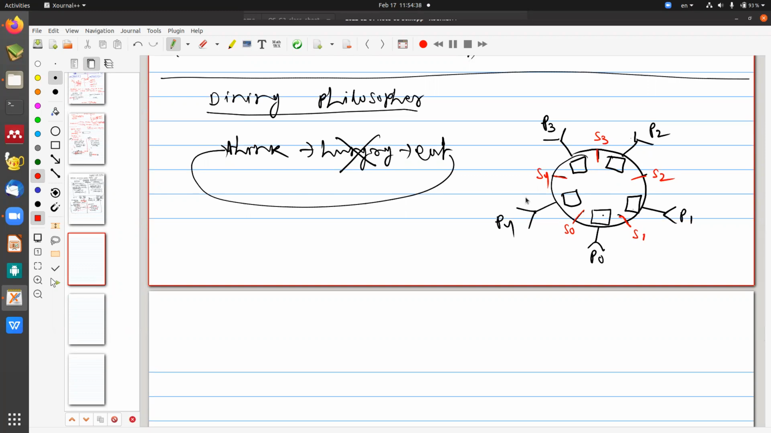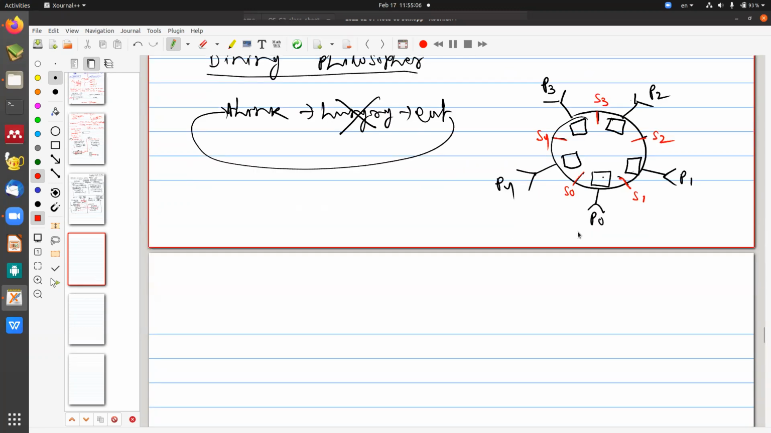Not to be synchronized, because each of them has an individual bowl and they are taking from it. It means they are independent of each other. The only problem is that S0, S1, S2, S3, and S4 are dependent resources. Dependent resources means what? Shared resources. Why are they shared? Because this fellow is also using S0 and P4 is also using S0.